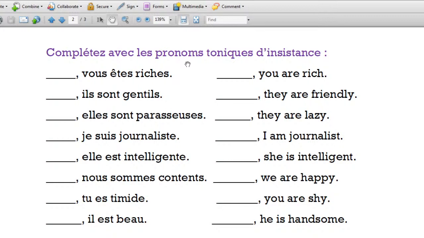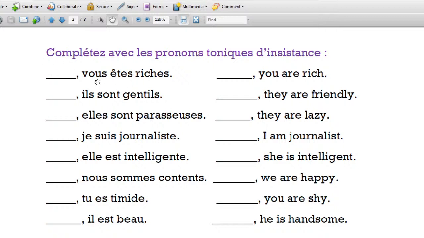Now, as I told you, the pronom tonique is for insistence. I told you when you can use it, with the comma before the subject. Je corresponds to moi, tu corresponds to toi, il corresponds to lui, and elle corresponds to elle. Okay, again, nous corresponds to nous, vous corresponds to vous, ils corresponds to eux, and elles corresponds to elles.